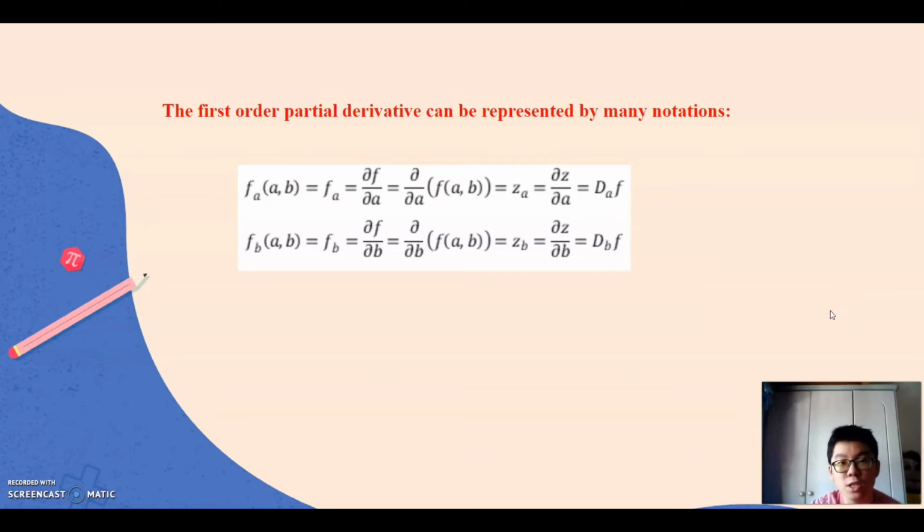The first order partial derivative can be represented by many notations. So here, for this column, this is the notation for f differentiated with respect to a, and for this column, this is for the function differentiated with respect to b.